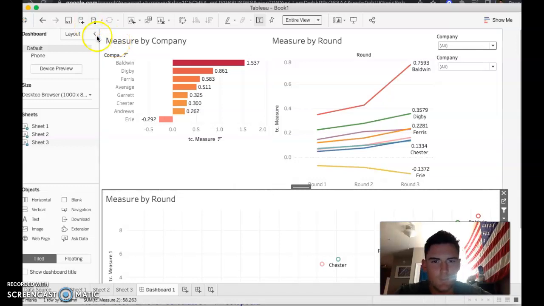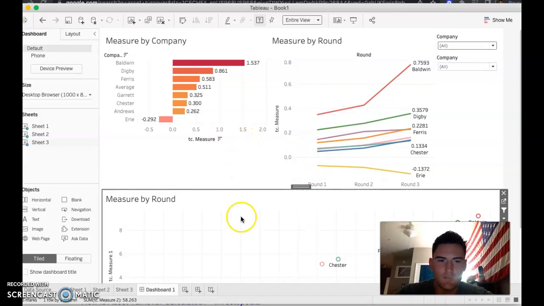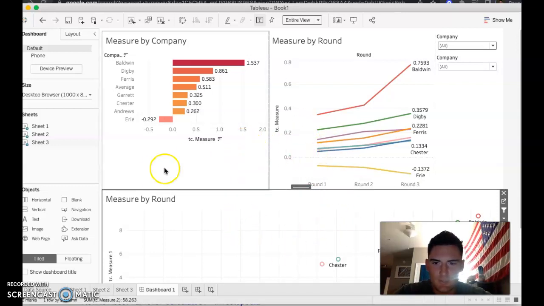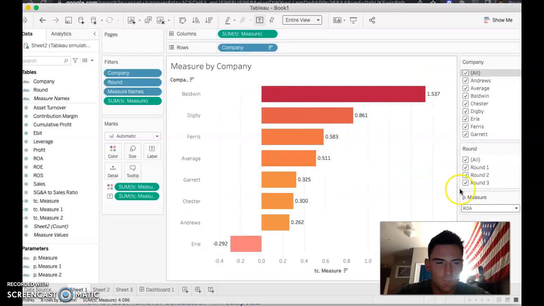Good afternoon. I will be going over my Tableau project for measuring the company statistics, and I had a little bit of trouble figuring out the dashboard and how to get it to interact. But if we go to sheet, we can just start looking at what we have here.